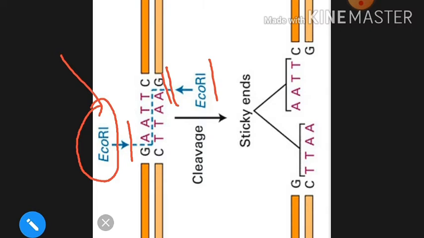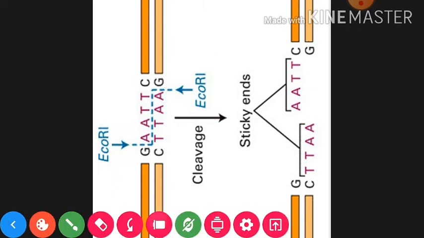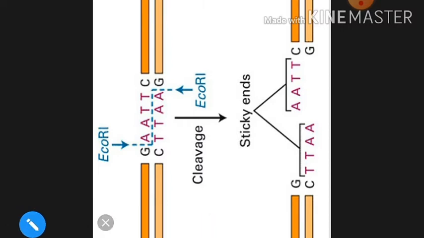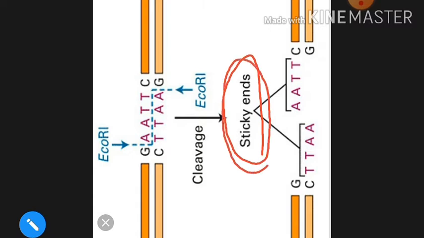So this is the restriction endonuclease enzyme EcoRI. Every enzyme has a definite sequence at which it makes a cut at a specific location. Some enzymes make a cut between T and T, but EcoRI always makes a cut between G and A. Now what happens after the cutting of the DNA between G and A? This results in the formation of a sticky end. After making a cut between G and A, the restriction endonuclease enzyme makes a sticky end.